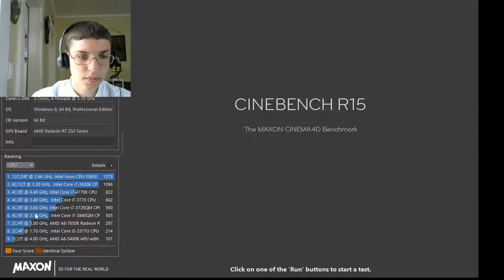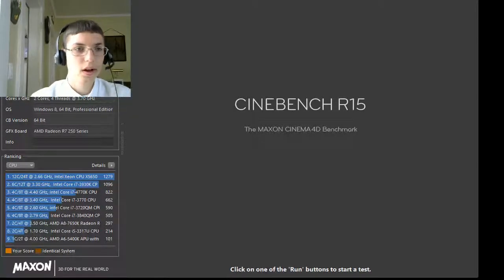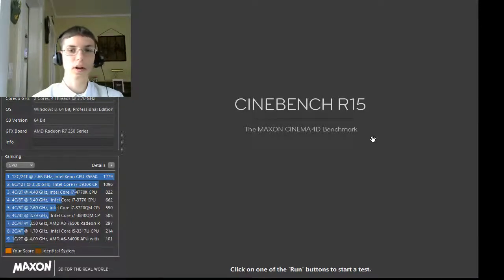Trying to see where my processor is on here. There it is. So that's my processor, and then that's my old one down there. So, yeah, I don't know. I kind of wish they had a DirectX 11 and 12 benchmark on here, but they don't, so that's okay, I guess.